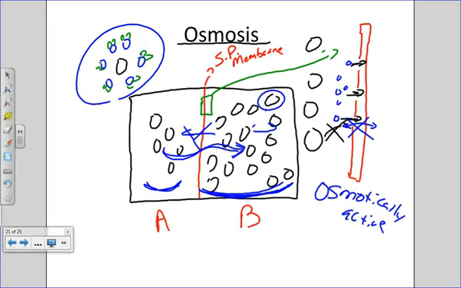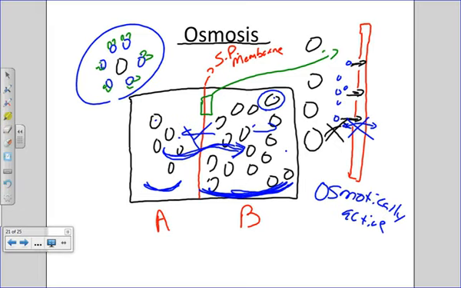How do these osmotically active particles affect the transport of water across the cell membrane? The more osmotically active particles on one side versus the other, the more that will influence osmosis. So you need to focus on the concentration of the particles, but you also need to focus on how that's going to affect the movement of water.